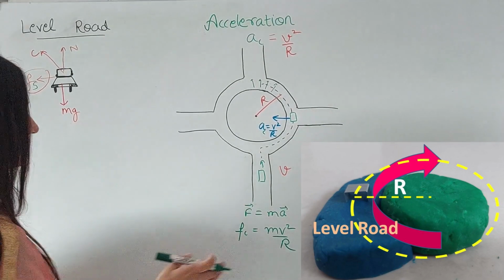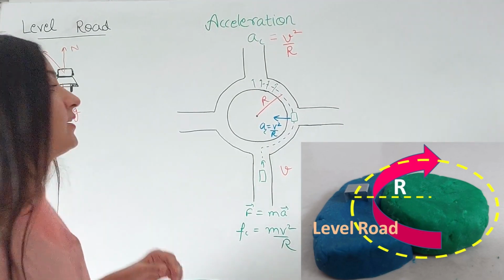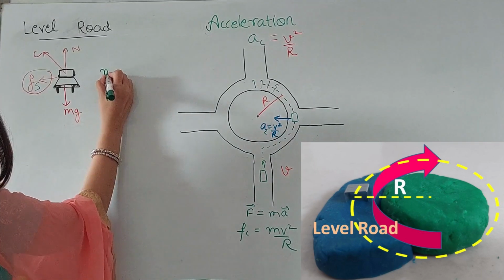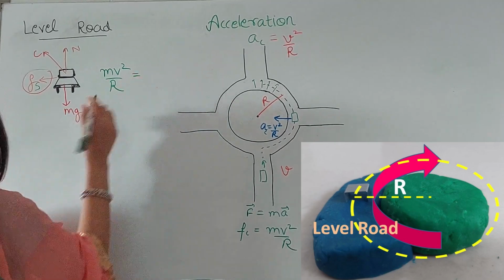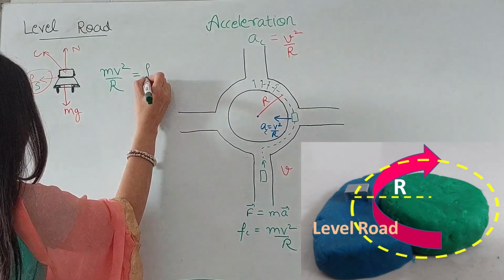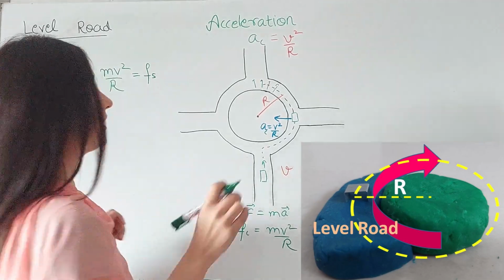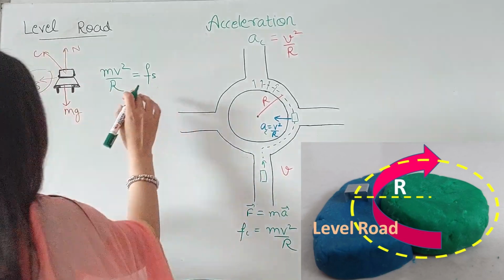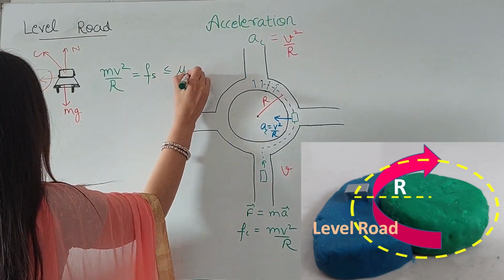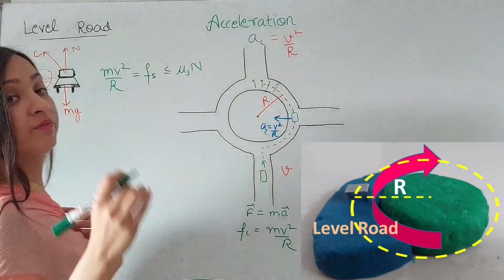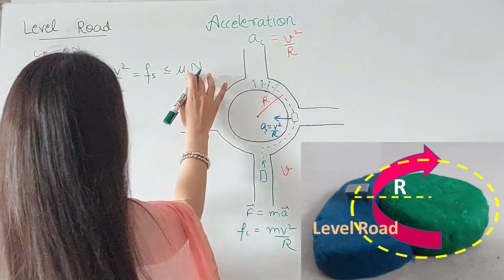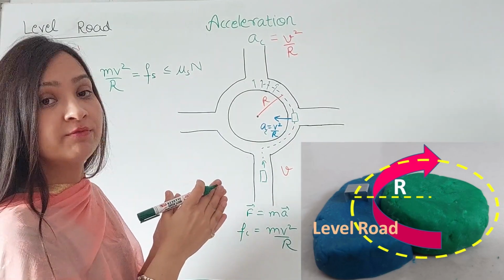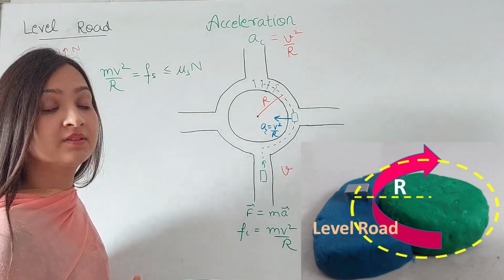Now look over here. So this centripetal force is provided by this force of static friction. So what can I write? This mv square by r is equal to this force of static friction. But you already know that this force of static friction has some maximum value, limiting value. So this force should be less than equal to mu s times n, where this mu s is the coefficient of static friction and this n is nothing but the normal reaction force or the component of the contact force which is perpendicular to the surfaces in contact.